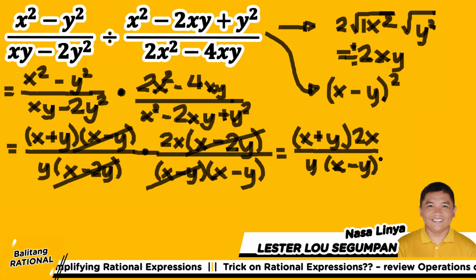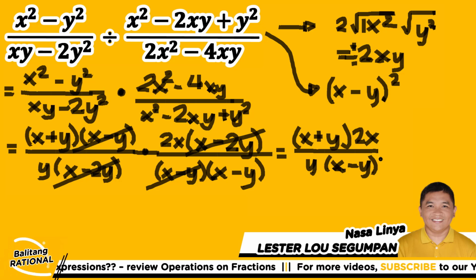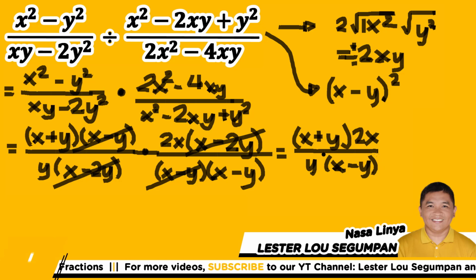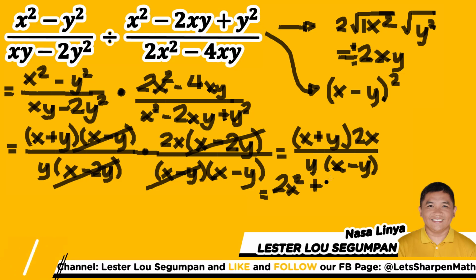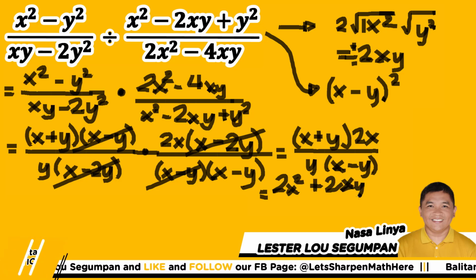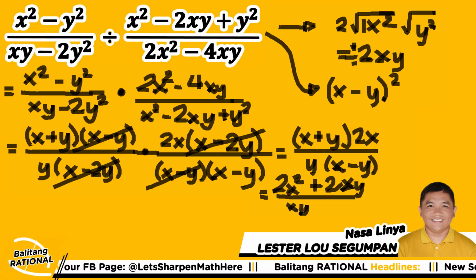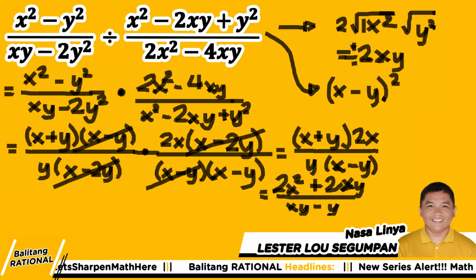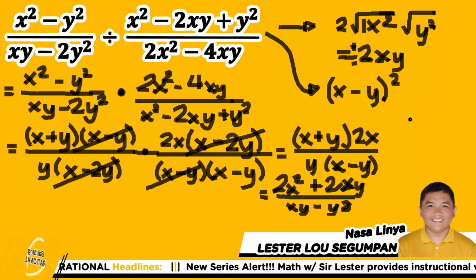This is now the simplified form of the process given as our two rational expressions under division, that we're able to use the keep change flip method to use multiplication instead of division. If you would like to multiply them, your other result will be in this form: 2x squared plus 2xy as part of the distributive property, and at the bottom you will have xy minus y squared. This is the final form of our answer.